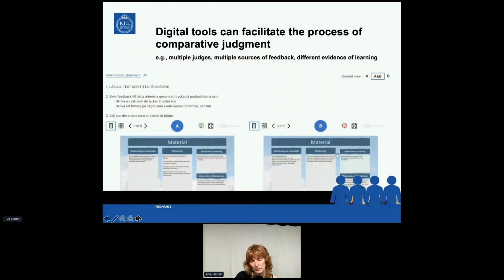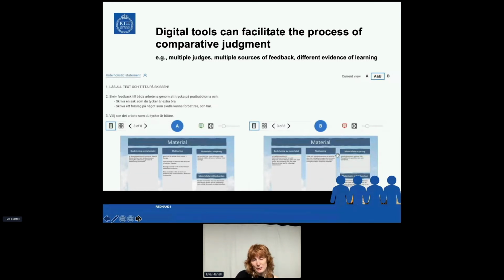Digital tools. A comparative judgment can be made, well, without any digital tools at all. But digital tools can facilitate the process of comparative judgment. You can be multiple judges. You can also have different kinds of evidence of learning. Here's an example of a portfolio with text and pictures, but you could also have portfolios of film, or a student can make a presentation, or well, all kinds of digital evidence you can have here. And you do pairwise comparisons.